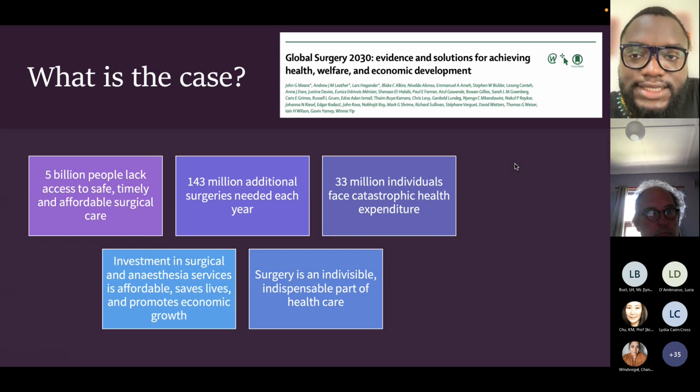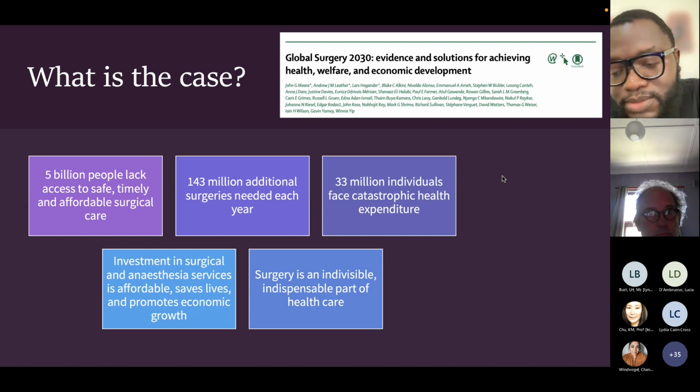They also found that in order to address the current burden of surgical conditions around the world, 143 million additional surgeries were needed each year. And the majority of these were surgeries that needed to be done in low and middle income countries, right? So even though the burden of surgical conditions is highest in low and middle income countries, the least number of surgeries were done in LMICs. The third key message was that 33 million people face catastrophic expenditure every year from seeking and receiving surgical care. So just having access could lead people further into poverty.